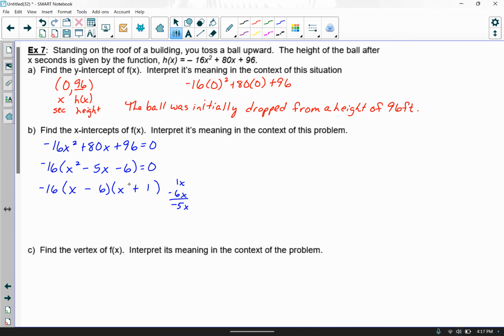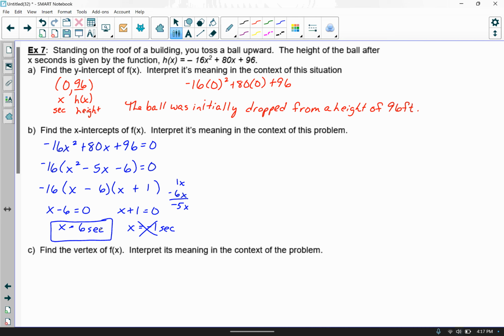Now I set every term that has a letter with it equal to 0. So I don't need to set negative 16 equal to 0. It doesn't have a letter. But I need to set x minus 6 equal to 0 and x plus 1 equal to 0. Solve for x in both cases. So here we should get a positive 6. And there we should get a negative 1. X represents time in seconds, so remember this is seconds, and this is seconds. So negative 1 second doesn't mean anything. X equals 6 seconds is our only answer here.